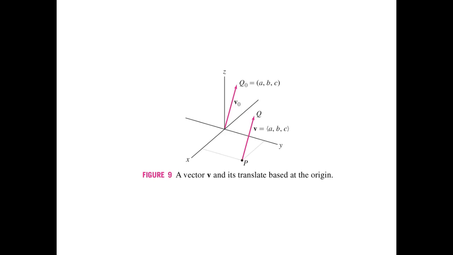Now this book calls it a translate, and most of the time I don't see that term. The word translate would normally be a verb, but this book uses it as a noun. It's the translate based at the origin. Here's that vector based at the origin, here it's based at P and Q. Same magnitude, same direction, same vectors, or equivalent vectors. But just like we did in two dimensions, I think last time we met, didn't we go over that? Okay?